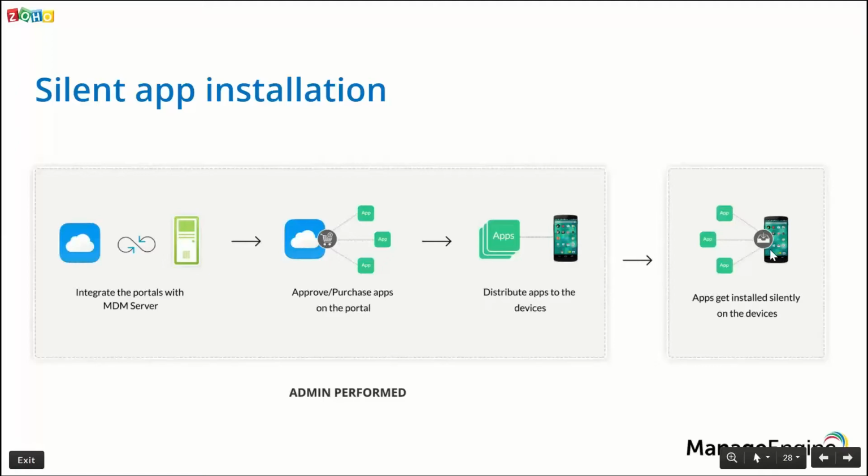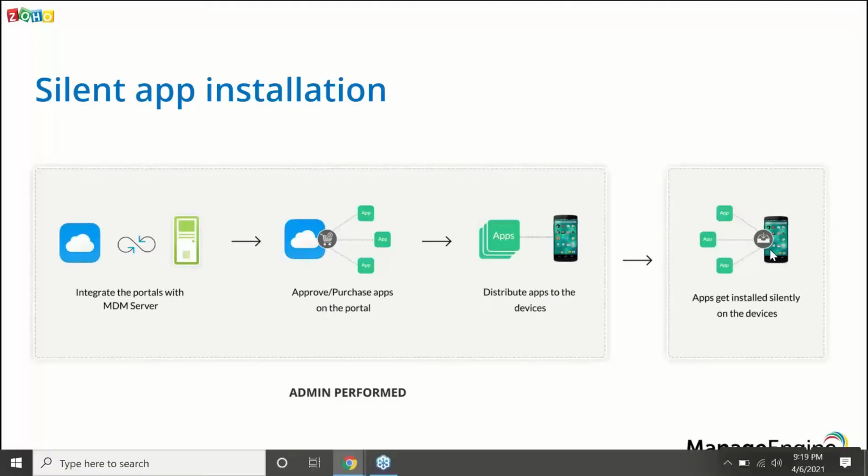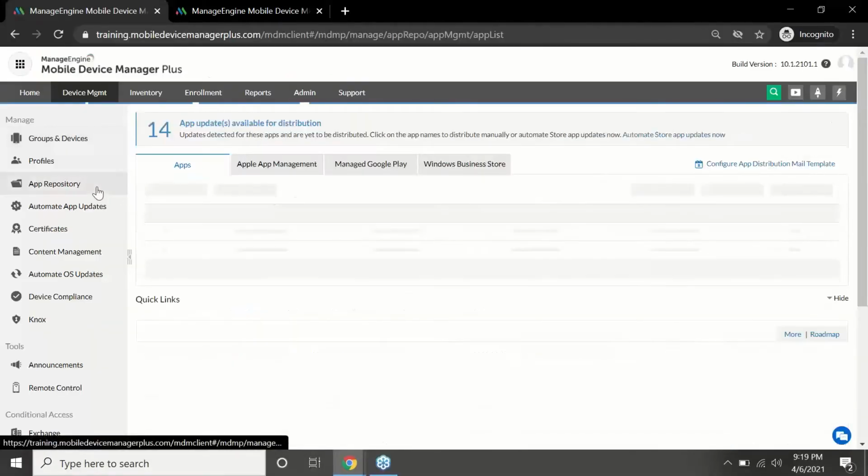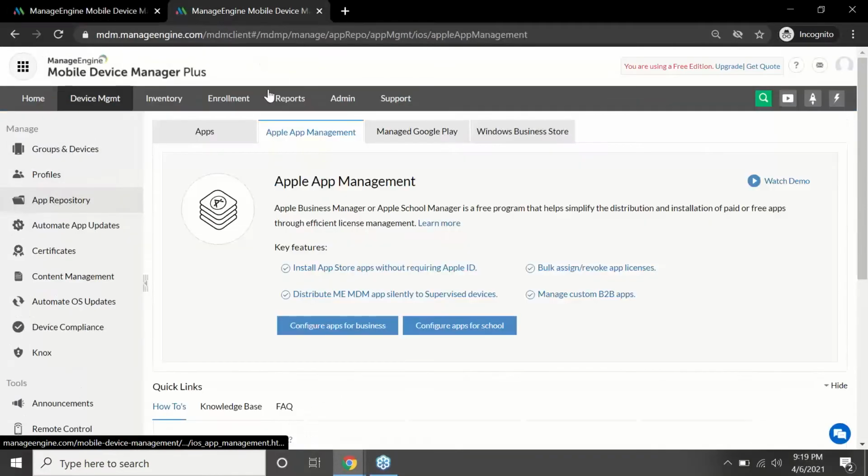So now, let's see how you can silently install apps for your Apple devices. To do this, we need to integrate Apple Business Manager along with the MDM server. In case you have not yet integrated it, this is how it will appear on the MDM server. So Apple Business Manager is a free program that will ease the process of distributing and installing apps on your Apple devices. So you will have two options, either to configure apps for business or click on Configure Apps for School. In case you are a school or any other educational institution, you can click on Configure Apps for School. For now, I am choosing to click on Configure Apps for Business.